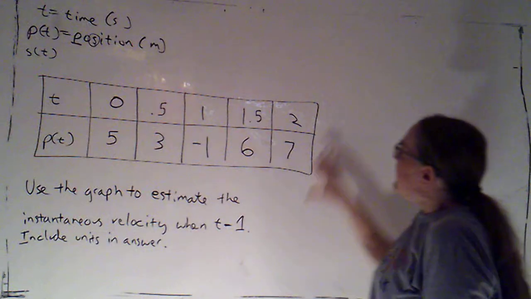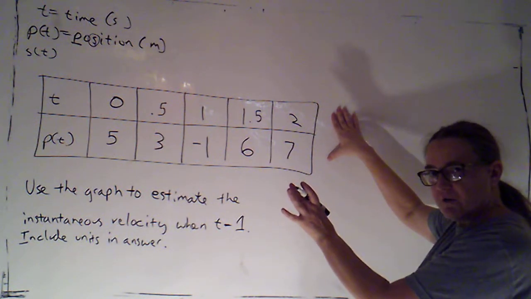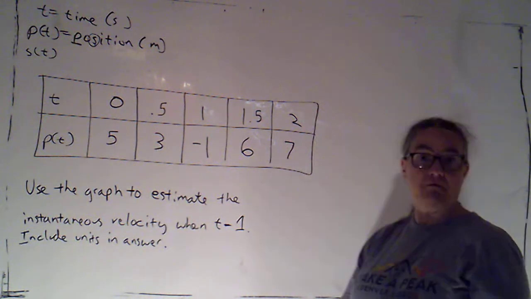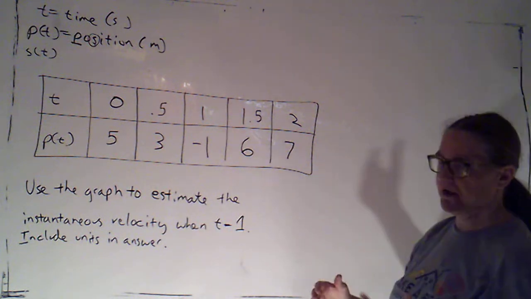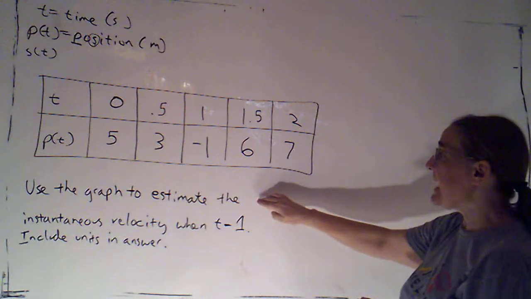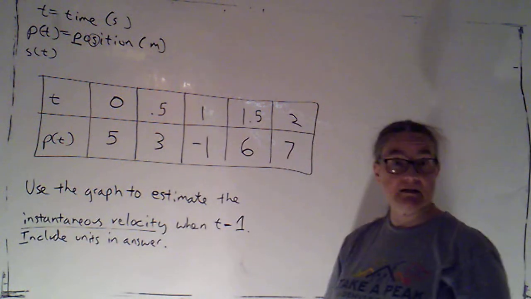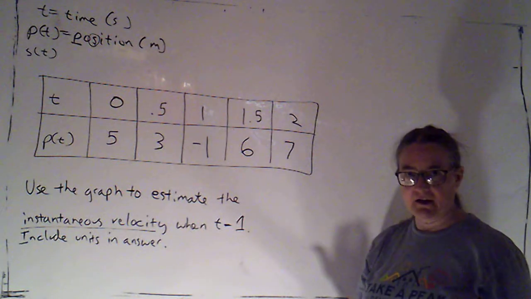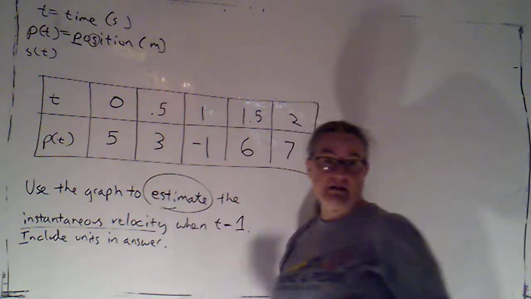Okay, now here we're not given a formula for the function, and we're not given a graph of the function. We're just given a table of values. And the directions say use the graph. We weren't given a graph, but we could generate a graph by plotting these points to estimate the instantaneous velocity when t is 1. Now, because I'm not given a full formula or a full graph of the function, the best we can do is estimate.